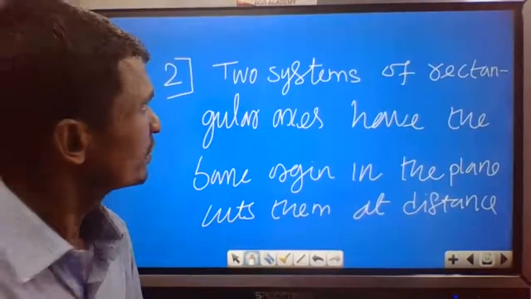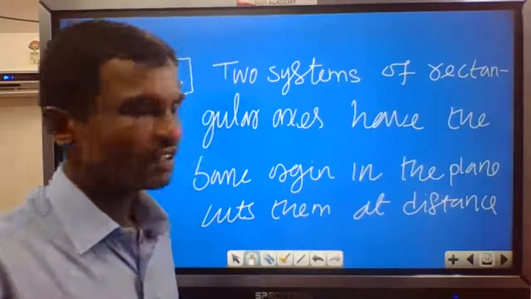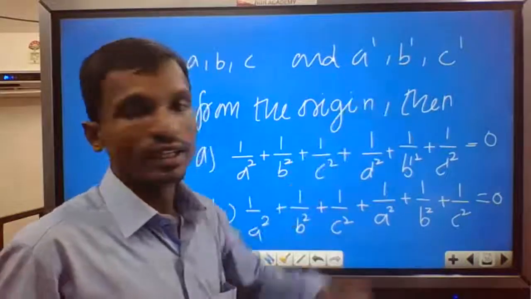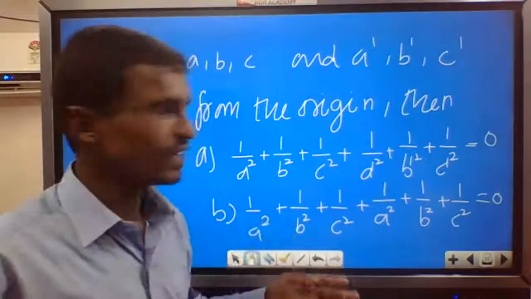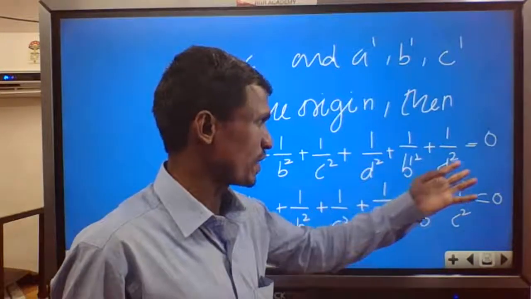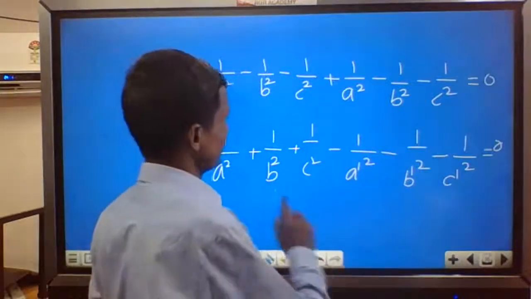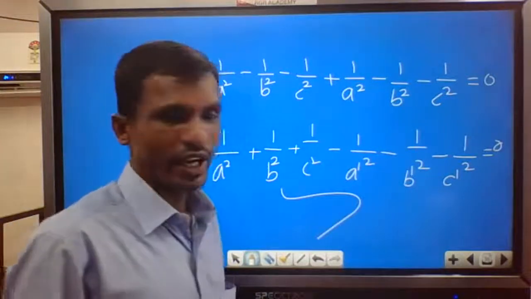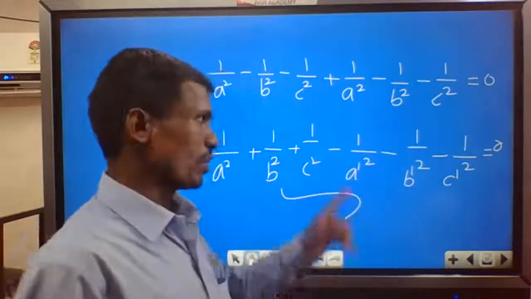The two systems of rectangular axes have the same origin. The plane cuts them at distances a, b, c and a', b', c' from the origin. Then 1 by a square plus 1 by b square plus 1 by c square minus 1 by a' square minus 1 by b' square minus 1 by c' square is equal to zero. The correct answer should be option D. The 1 by a square plus 1 by b square plus 1 by c square minus 1 by a' square minus 1 by b' square minus 1 by c' square equals what?